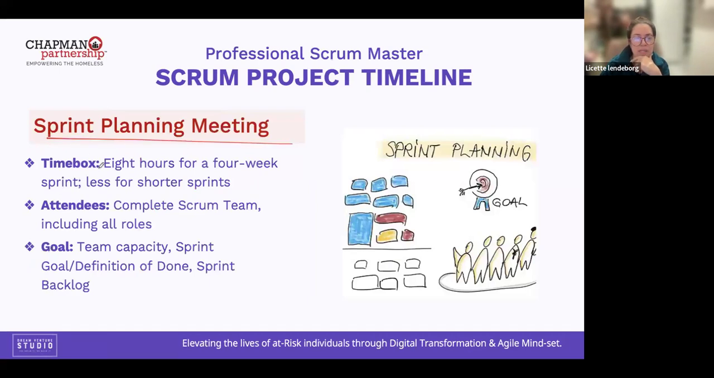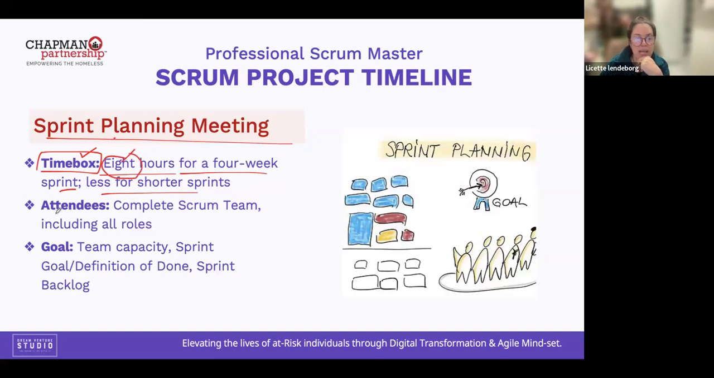So the sprint planning meeting is a time box, meaning that this is a specific duration. It's fixed. 8 hours for a 4-week sprint, the sprint planning. It could be less for shorter sprints, but the rule is 8 hours. So keep that in mind, 8 hours duration.